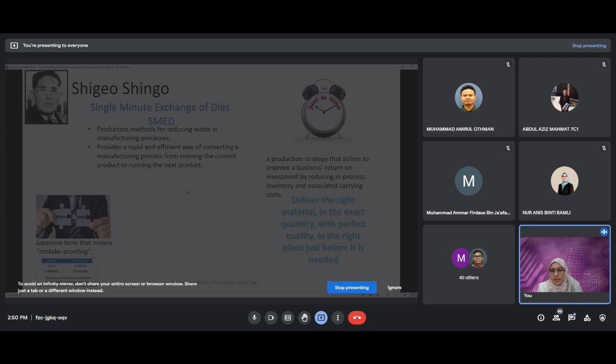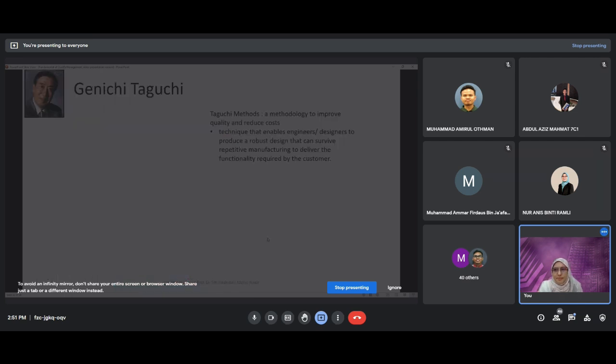Okay, the next one is Poka-yoke. Poka-yoke in Japanese means mistake-proofing. Poka-yoke strategies eliminate human error from the process so that defects never get to the customer, meaning the process is more productive and profitable. So these are the three Shingo contributions to quality management.